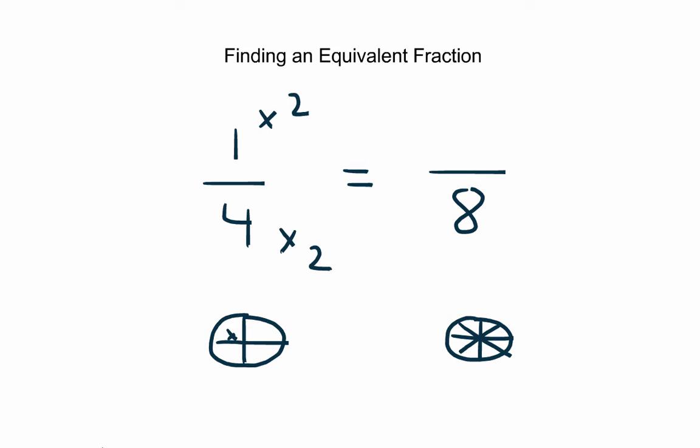1 times 2 equals 2. We can honestly say then that 1 over 4 is the same as 2 out of 8. If we shade in the circles, we see that this is the case. This is how to find an equivalent fraction.